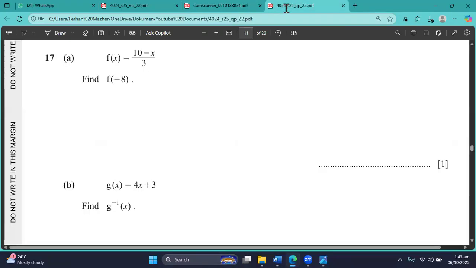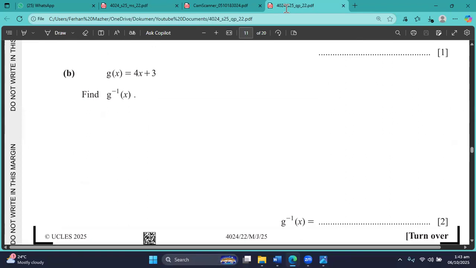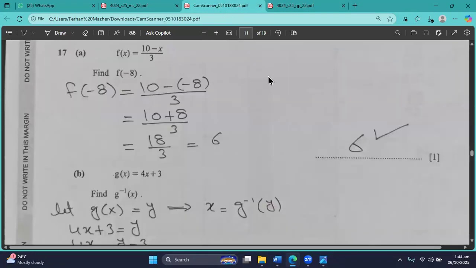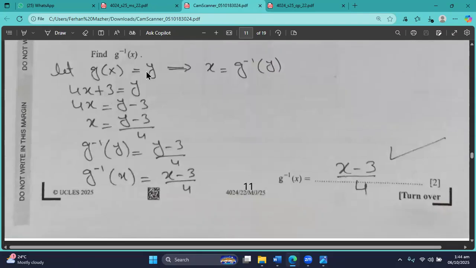Then we have the next question, number 17, B part. Here another function is given, g of x equals 4x plus 3. The question is find the inverse of g of x. If you want to find the inverse, there is a set procedure which we have to write. Let g of x equal y. So g will go on the other side: x equals g inverse of y.